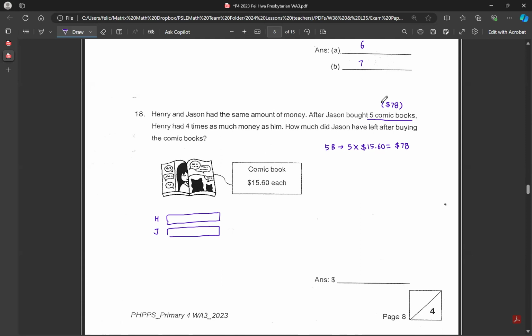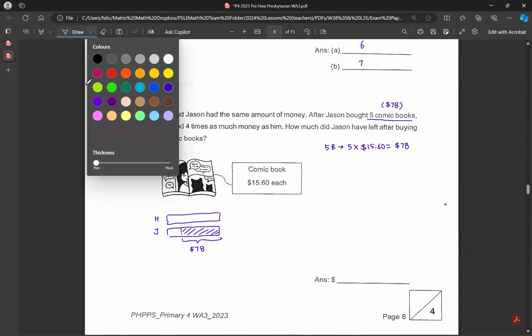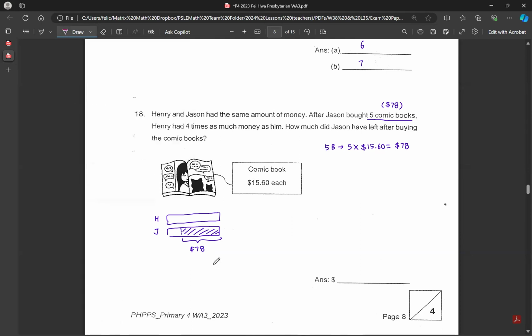Now, Jason bought 5 comic books. Jason spent $78. Then in the end, Henry has 4 times as much as him. So for Jason, we're going to shade away what he spent. So this is the $78 that he has spent. So with that, now you can label your 4 units and 1 unit. So you don't have to cut. Okay, if you can't nicely cut into 4 units and 1 unit, it's okay, don't cut.